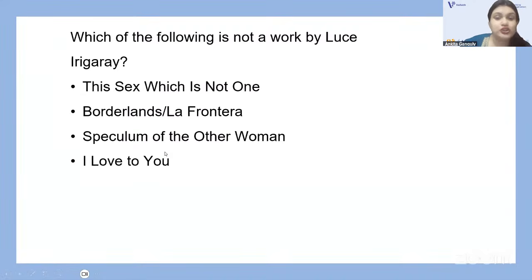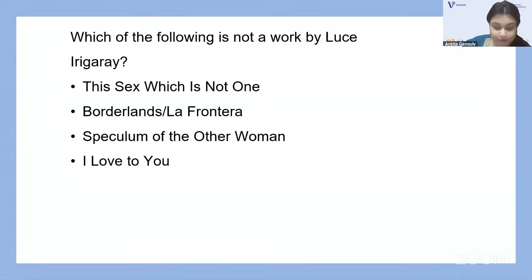Next. Which of the following is not a work by Luce Irigaray? This Sex Which Is Not One, Borderlands La Frontera, Speculum of the Other Woman, I Love to You. Which work is not by Luce Irigaray?